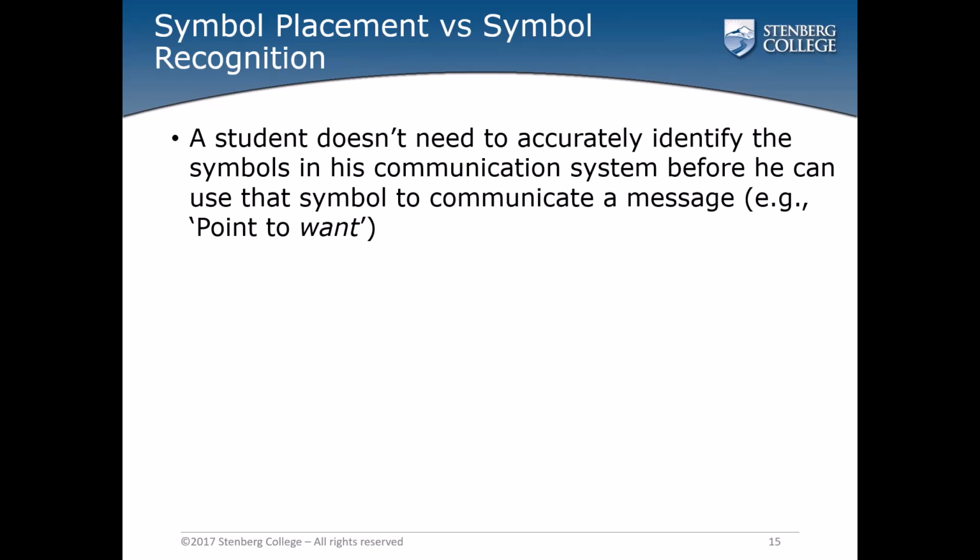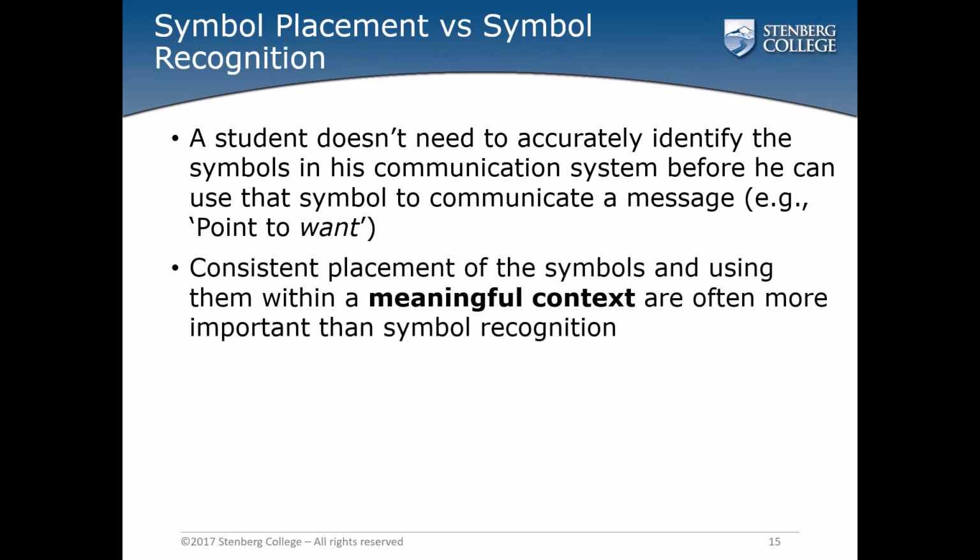If we model those words and symbols while they happen during play and daily routines, then they will begin to understand what those symbols and words mean. Vocabulary must be taught within a meaningful context in order for us to facilitate language development. So consistent placement of the symbols and using them within a meaningful context are often more important than symbol recognition.